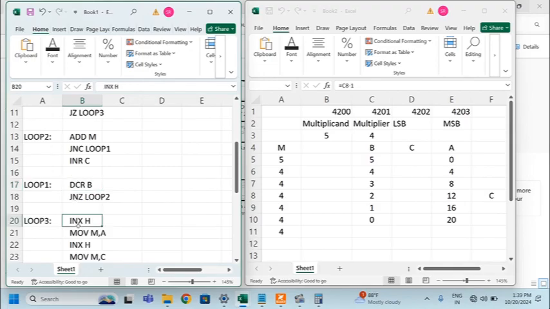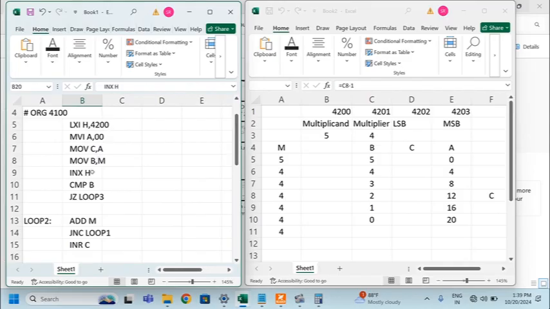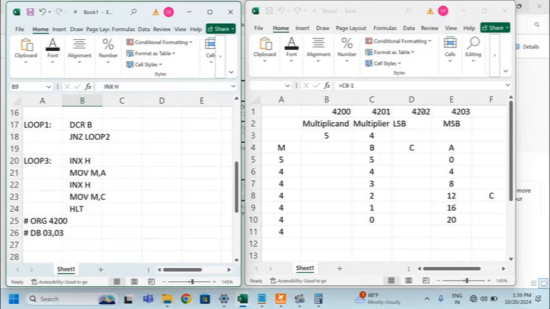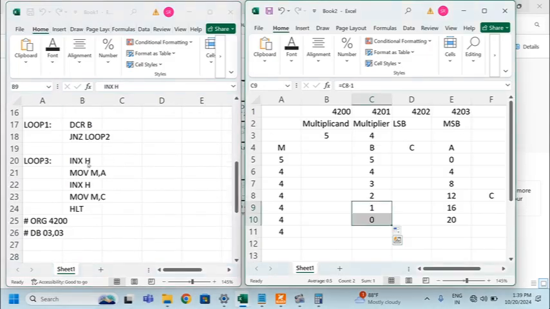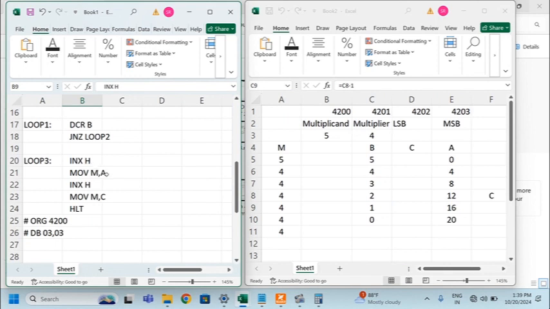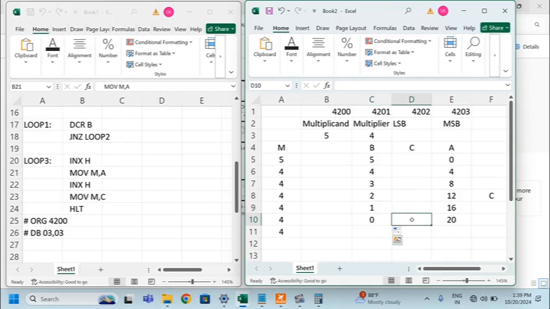When it becomes 0, jump no 0 does not jump. It goes to increment INX, so memory pointer is now 4201. You can see memory pointer is initialized at 4200. It is incremented once, so it is 4201. Now again we are incrementing, it becomes 4202, and then moving the content of the accumulator to the memory register. So content of accumulator, 20, is copied to memory location 4202. LSB becomes 20.